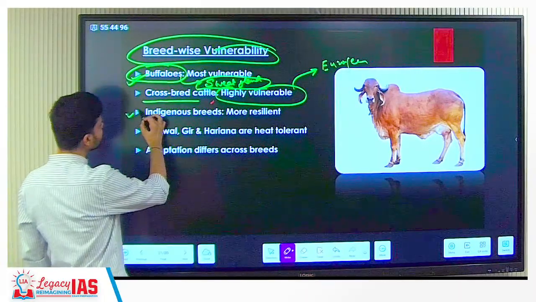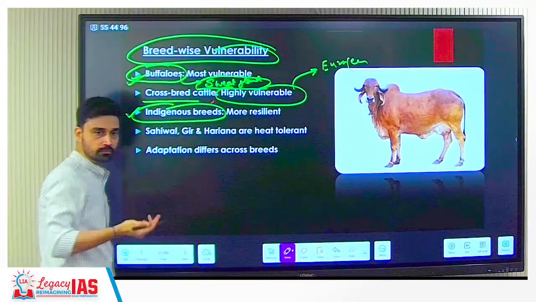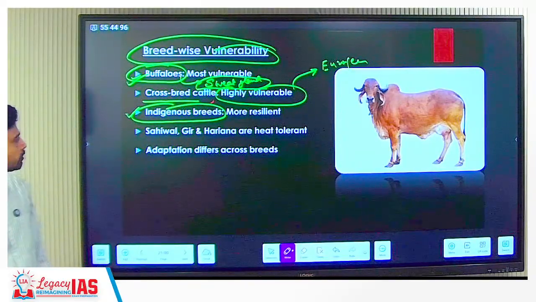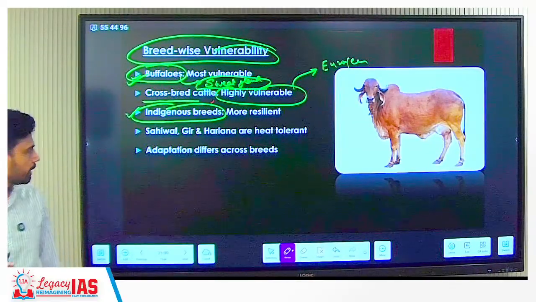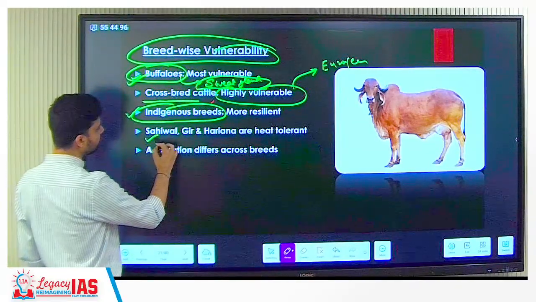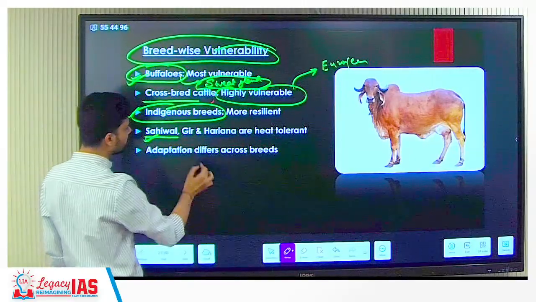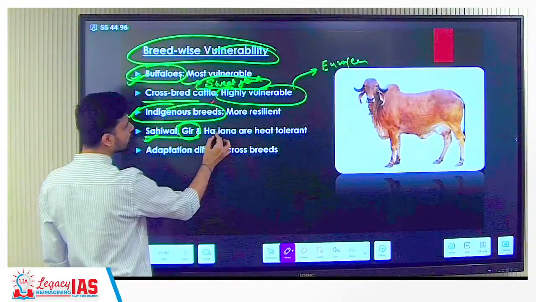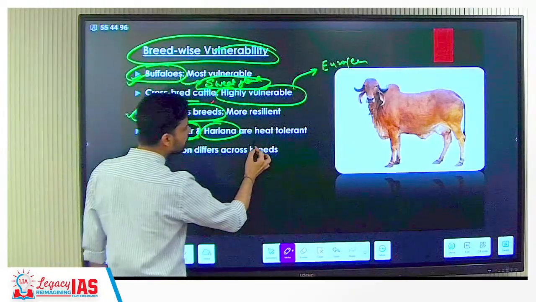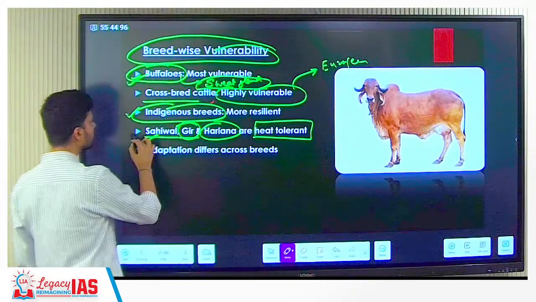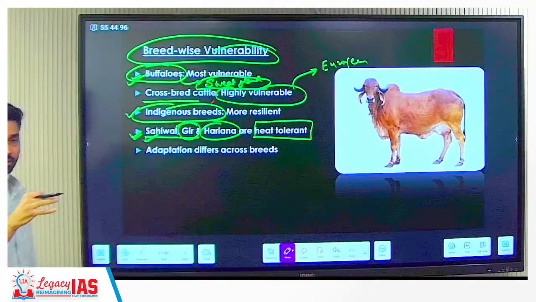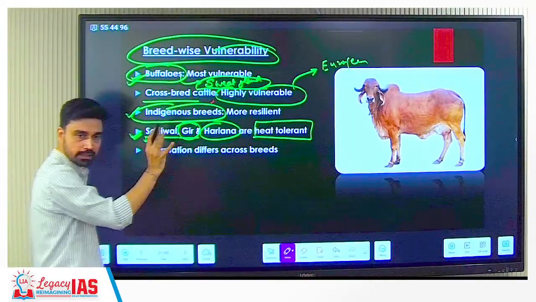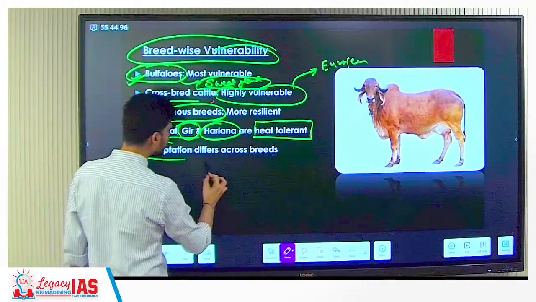Who are most resilient? Indigenous breeds. That means India's own breeds, because they have evolved naturally in the tropical climate, high temperature areas. For example, cow breeds such as Sahiwal, Gir cow from Gujarat, and Haryana cow from Haryana. These are heat tolerant and more resilient in nature. The drop in milk yield would be lesser in these varieties of cow. So adaptation is basically what we can say.